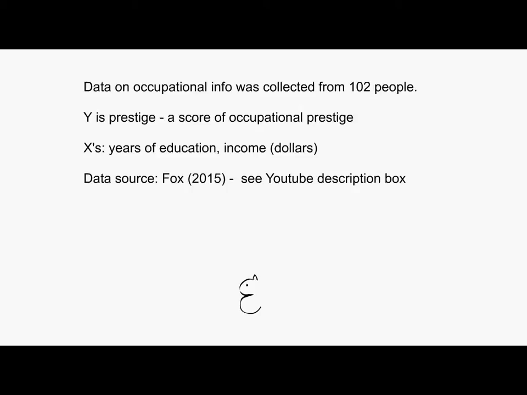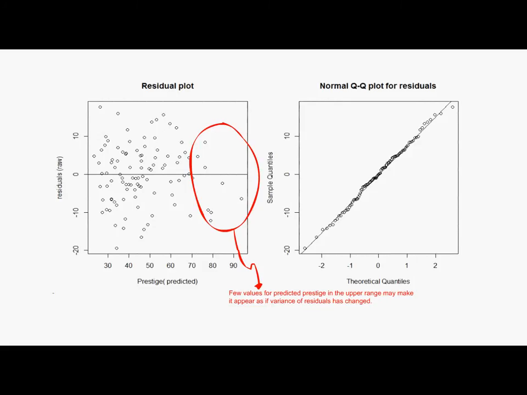Here we have data on occupational info collected from 102 people. The variables are y, prestige, a score of occupational prestige. The x's are years of education and income in dollars. So first we regress y on income and education. The residual plot looks fine, no signs of heteroscedasticity, no outliers, and the QQ normality plot seems fine.